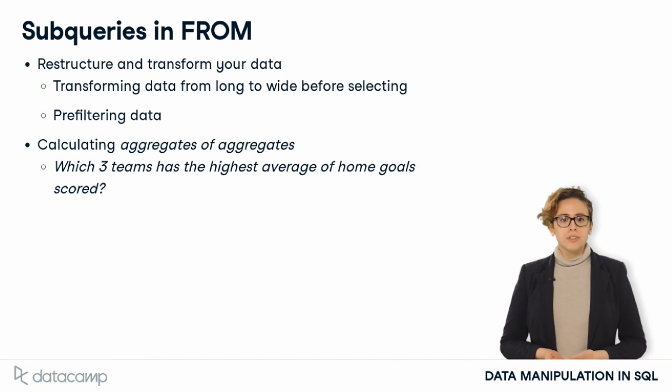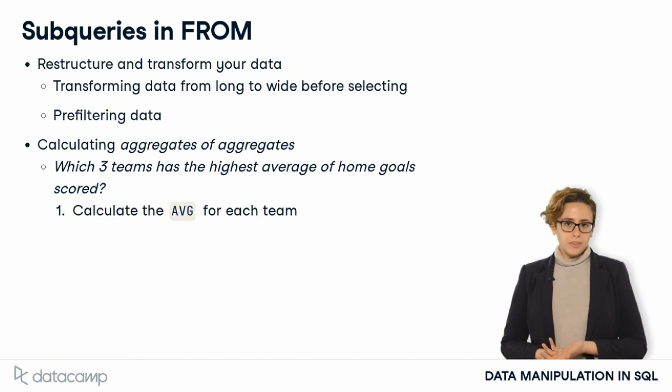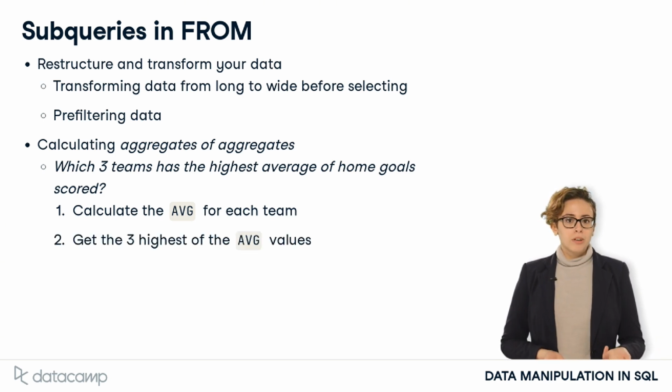Let's say you're interested in getting the top 3 teams who scored the highest number of home goals on average in the 2011-2012 season. You would first calculate the average for each team in the league, and then calculate the max value for any team overall. This can be easily accomplished with a subquery in from.